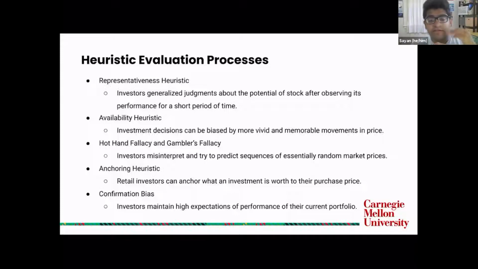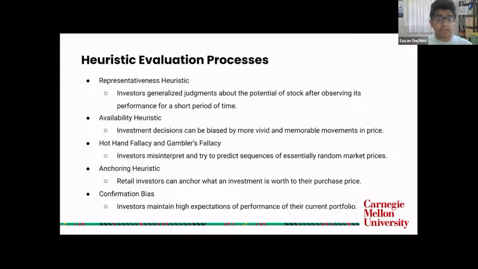Another example are the two fallacies, the hot hand fallacy and the gambler's fallacy. Hot hand fallacy is the expectation that price trends will persist indefinitely. So rising stocks will continue to rise, falling stocks will continue to fall. This leads to buying stocks that show an increasing trend and selling stocks that show a decreasing trend, together increasing the cost of investing. Gambler's fallacy is the opposite. It's the expectation that investments will always return to their original prices. This leads people to hold on to losing investments for too long or sell winning investments too early.